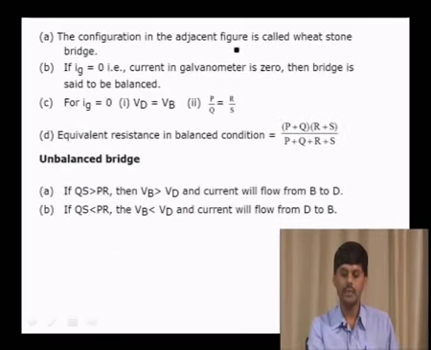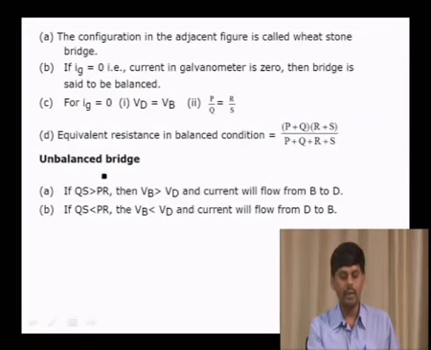If Ig is equal to 0, that is, galvanometer current is 0, then the bridge is said to be balanced. For Ig = 0, Vd and Vb are equal, the potential at D and the potential at B are equal. In that condition, P/Q is equal to R/S. To calculate the equivalent resistance under the balancing condition, that is (P + Q)(R + S) divided by (P + Q + R + S), that is the equivalent resistance.